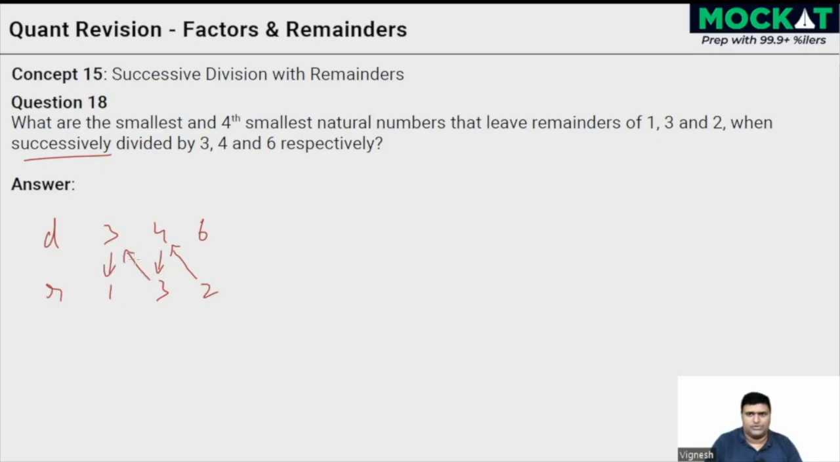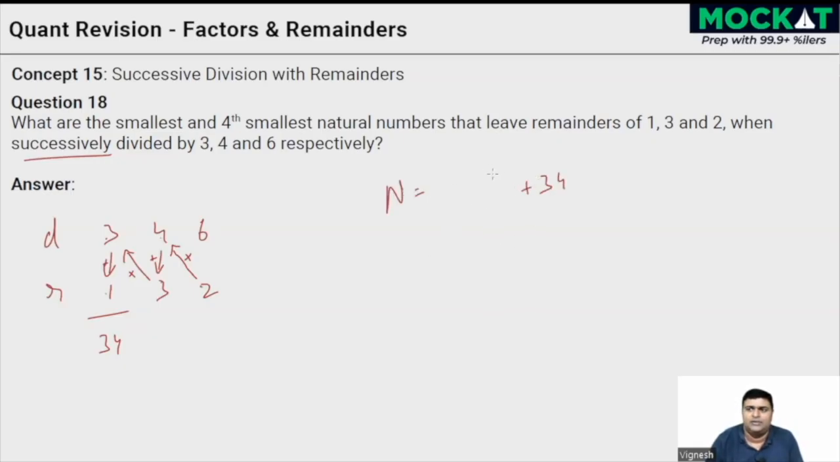So how do we go about this? Bottom to top, 2 into 4, 8 plus 3, 11. 11 into 3, 33 plus 1 comes to 34. Right? So 34 over here is the smallest number which satisfies. As I go up, I multiply. As I come down, I add. Multiply and add. 2 into 4, 8. 8 plus 3 is 11. 11 3s are 33 plus 1, 34. So 34 is the smallest number.